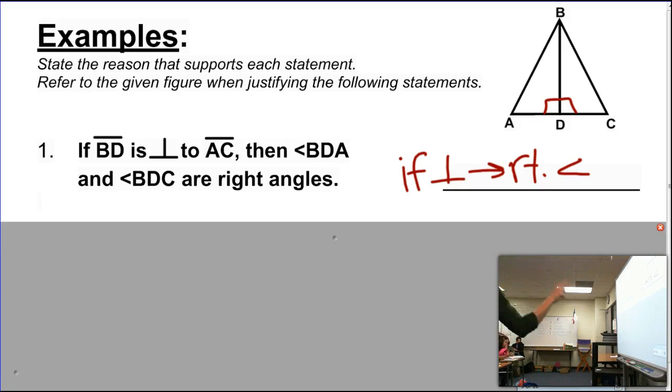If perpendicular, then right angle. If perpendicular, then right angle. So it's all right here. If perpendicular, then right angle. Do you see how the answer is kind of already in the question? See how it pretty much already said it in that? So like I said, we are taking baby steps. This statement has a hypothesis, a conclusion, and a reason. This is the hypothesis, this is the conclusion, and that's the reason.